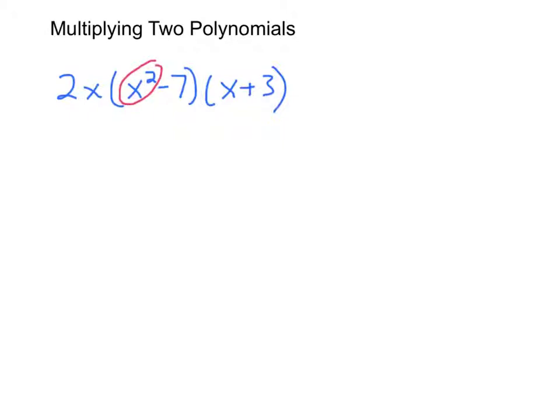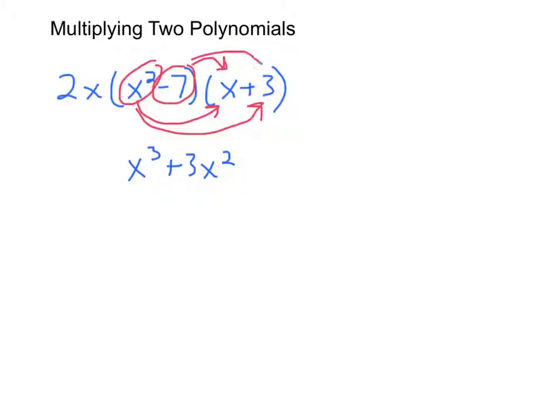So we'll take the x squared and distribute that, and that gives us x cubed plus 3x squared. And then we'll take the minus 7 and distribute that, and that gives us minus 7x minus 21. And this time none of those terms are like terms, so we can't combine anything there. So we just have to leave it like that.